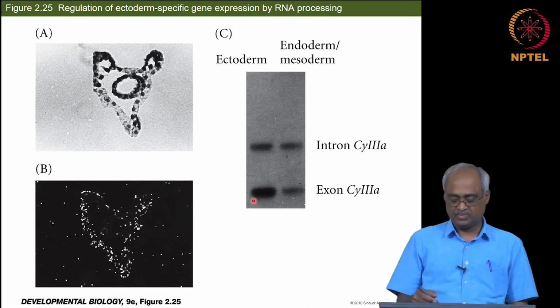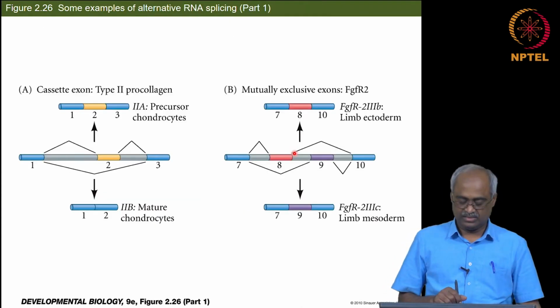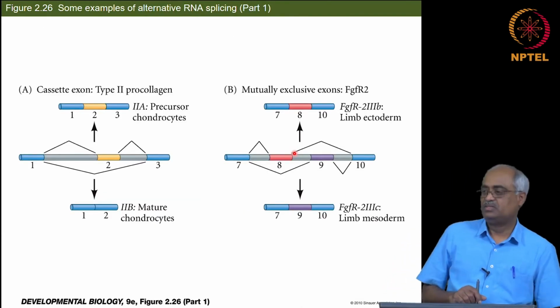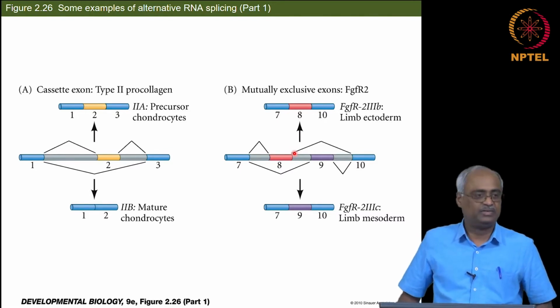So in ectoderm it gets preferentially exported, but not so in the other 2 germ layers. So now we will continue with this splicing. So splicing, you can have any one of 4 different ways of alternate splicing.